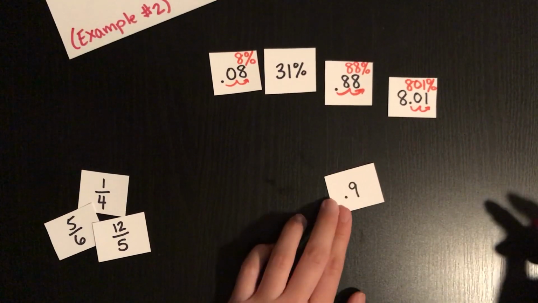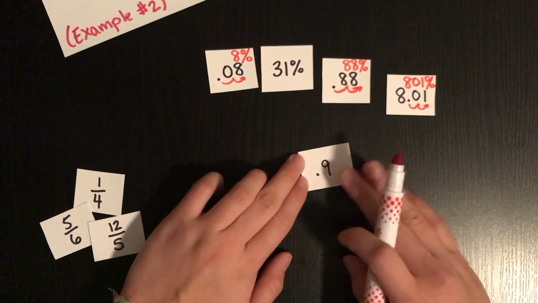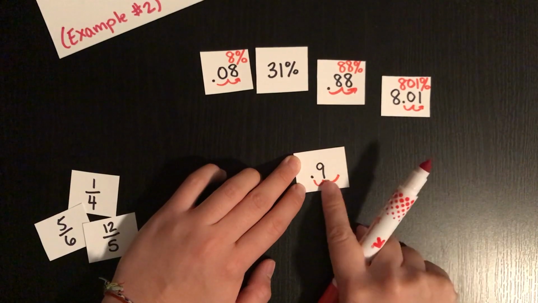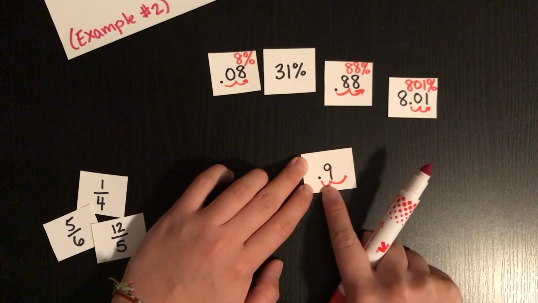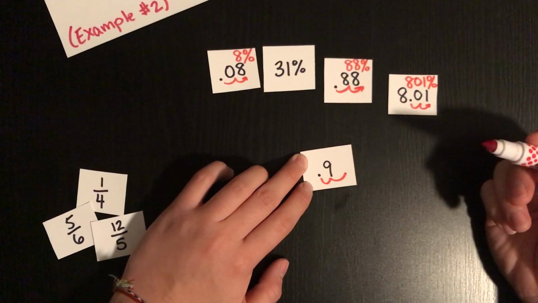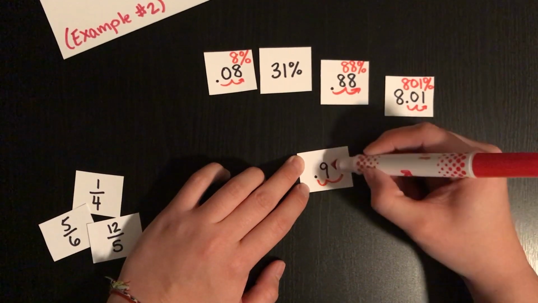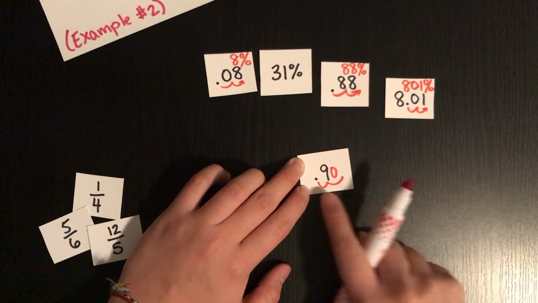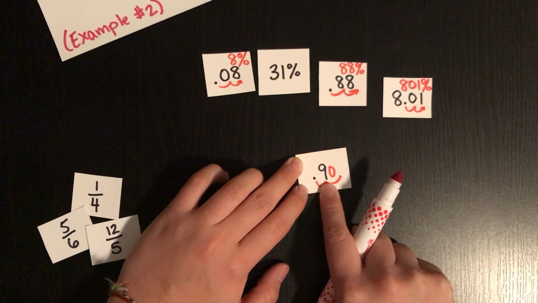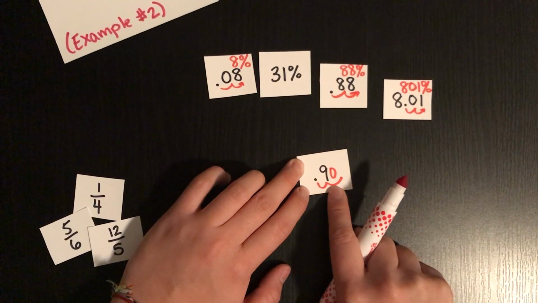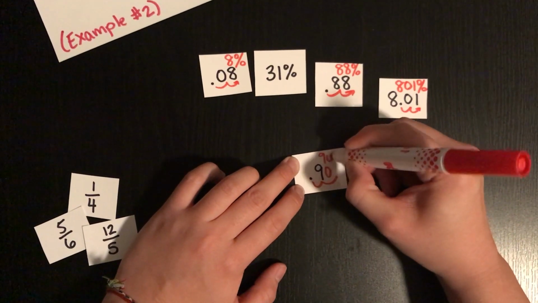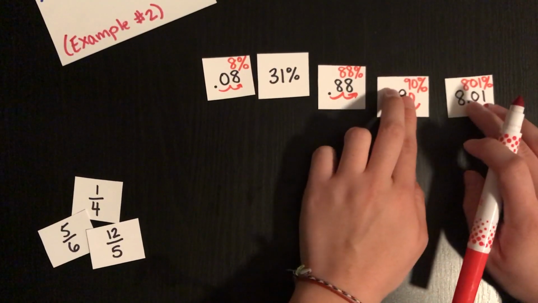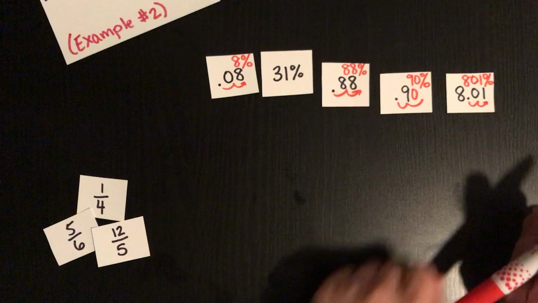And then we have 0.9. We move our decimal place over to the right 2 places, 1, 2. Remember, even though we only have one number here, we still need to move our decimal place over to the right 2 places, no matter what. So we can add a 0 right here, because we know that adding zeros to the right of a decimal place after whole numbers does not change the value of a decimal. So this is the same thing as 90%, which is greater than 88%, but less than 801%.